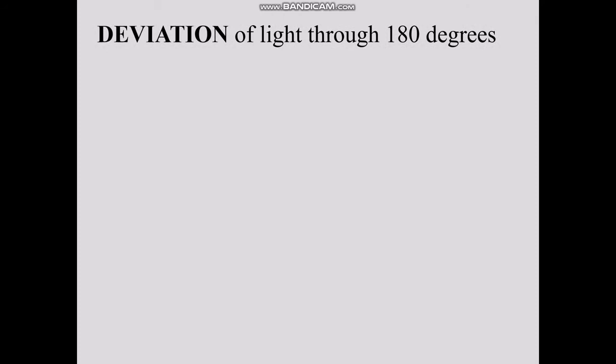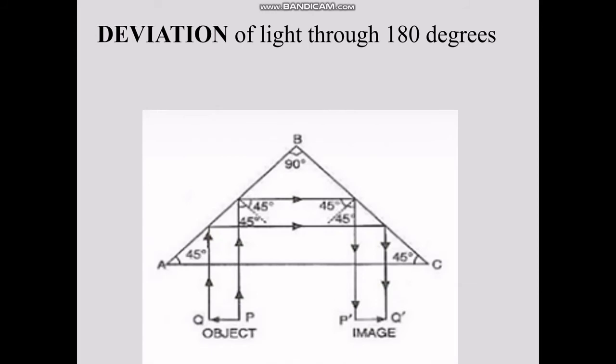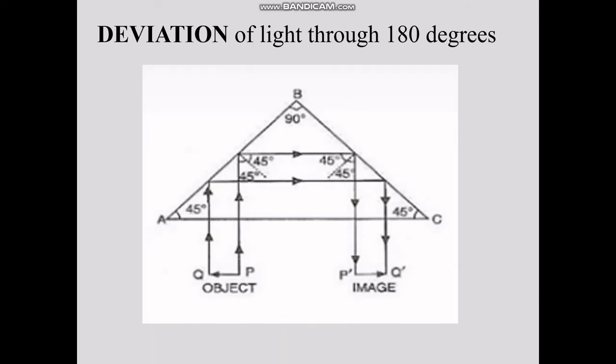Now let's see how a prism can deviate a light through 180 degrees. Here what we have done is we have kept the object at the hypotenuse of the prism. This is the object you can see. Let's say light from this point Q is falling over here, falling normally on the surface. Since it is falling normally, you all know it will go undeviated and reach over here.